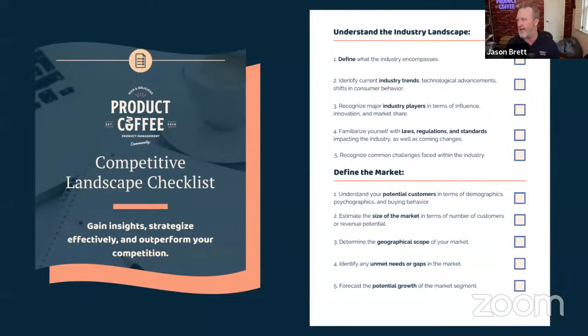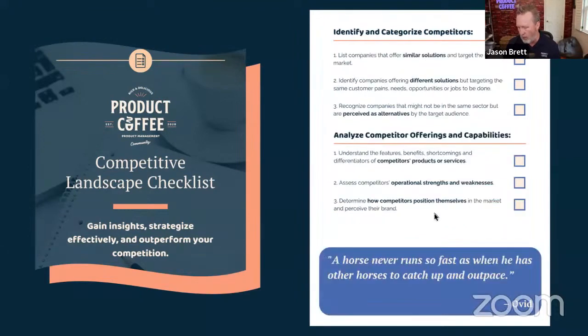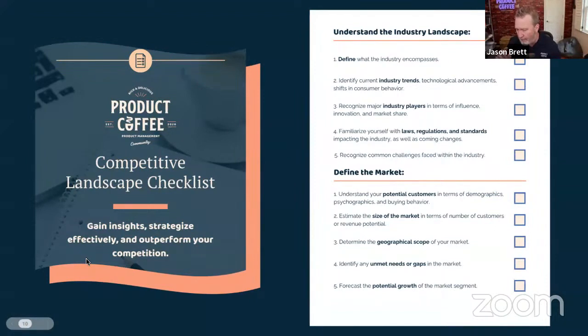Obviously, estimating the size of the market is really important, especially for validating the types of investments that you're willing to make as you're thinking strategically. Are there customers out there? How big is the market? And that's going to impact how you're going to go to market and how you're going to address that market. What's the revenue potential?